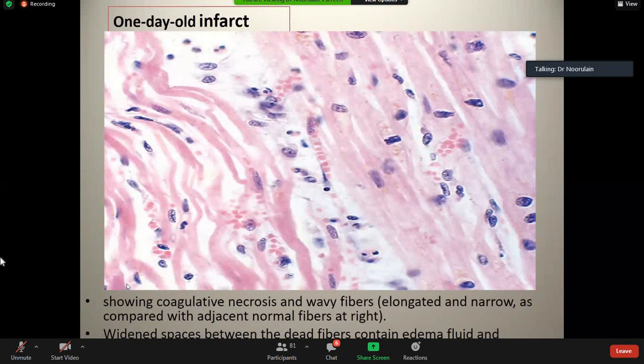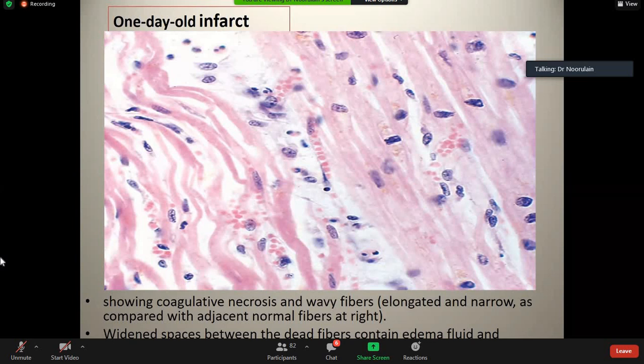Okay, this is a microscopic view of the different infarcts. This is a 1-day-old infarct showing coagulative necrosis and wavy fibers. These are the wavy fibers, elongated and narrow, appearing with the normal fibers at the right. These are the widened spaces between the dead fibers, which contain edema fluid and neutrophils. These are the neutrophils. These are the blood cells. This is the normal structure of the myocardium, and this is the damaged structure of the myocardium. This is a 1-day-old infarct.